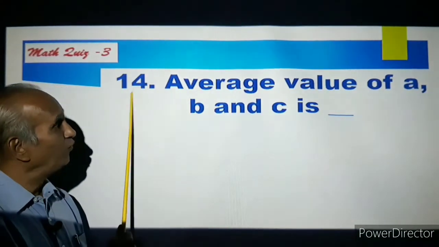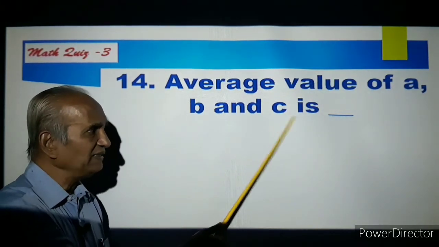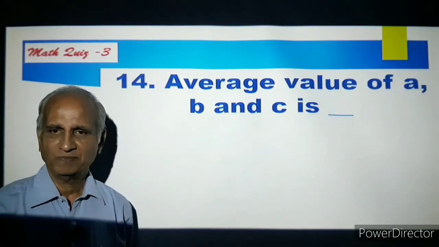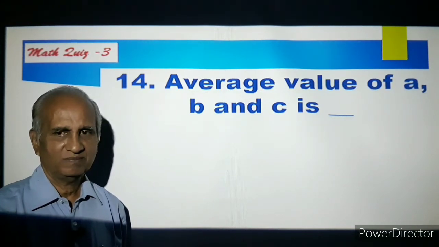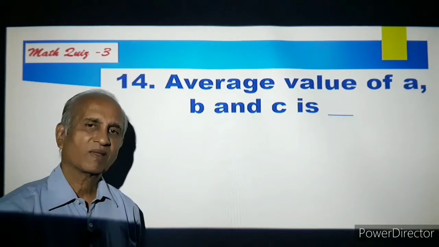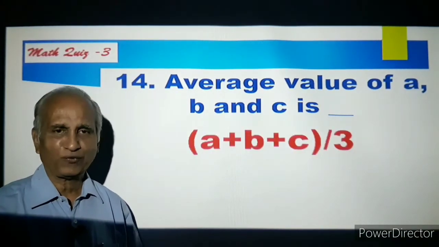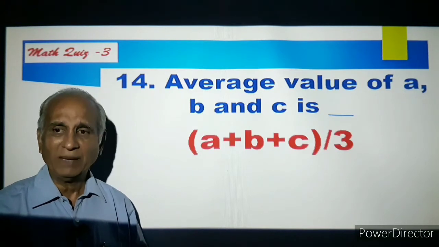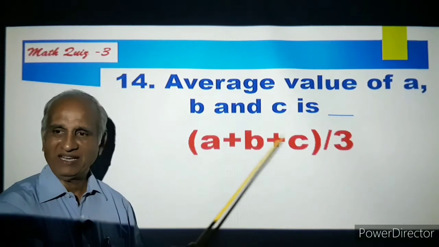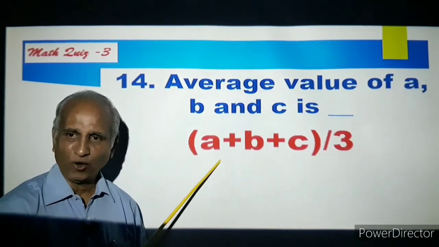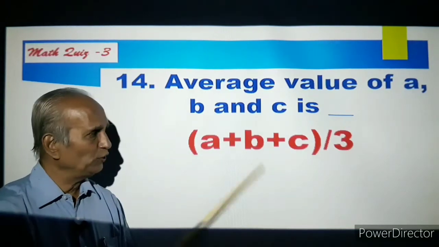Next question. 14th. Average value of A, B and C is. It's simple. When you have 3 values and you have to find out the average of the 3, add them all, divide by 3. A plus B plus C, you have added all, divide by 3. You have to find out the average. You get it.